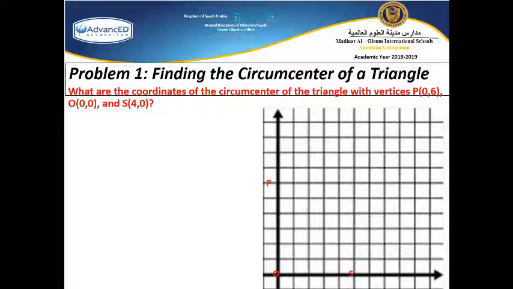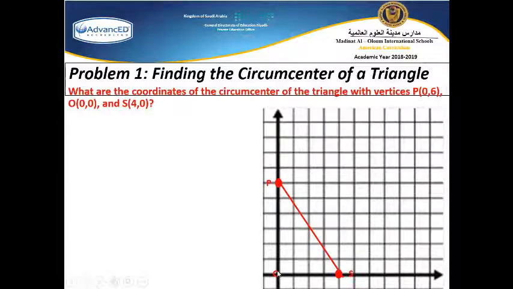Here we have vertices given in this problem, like this triangle POS. Let's graph the points. Point P is (0, 6), so the point P is here. O is the origin, this one. S is (4, 0). By graphing this triangle, as you see here, we have a right triangle.